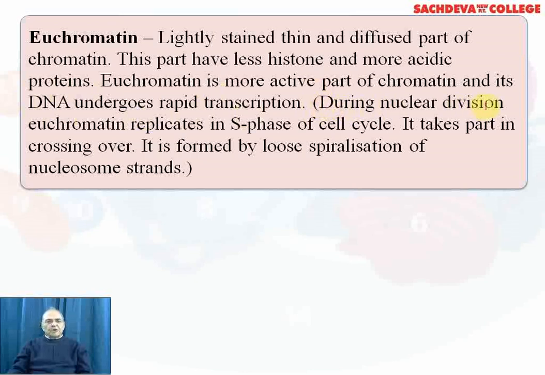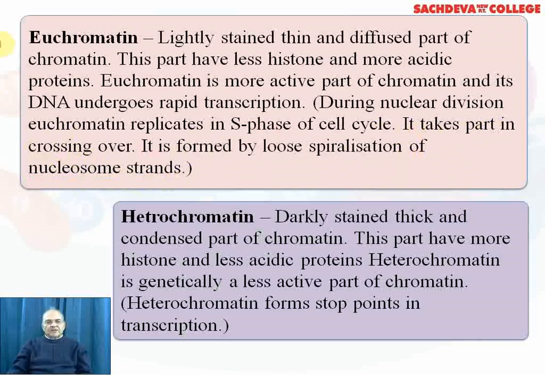During nuclear division, euchromatin replicates in S phase of the cell cycle. It takes part in crossing over. It is formed by loose spiralization of the nucleosome strands.